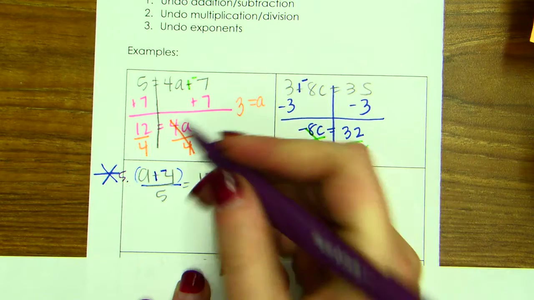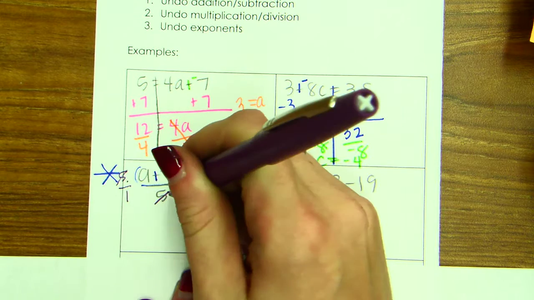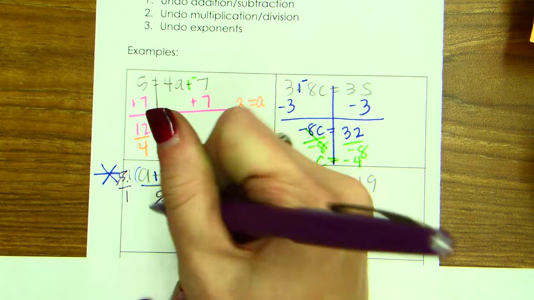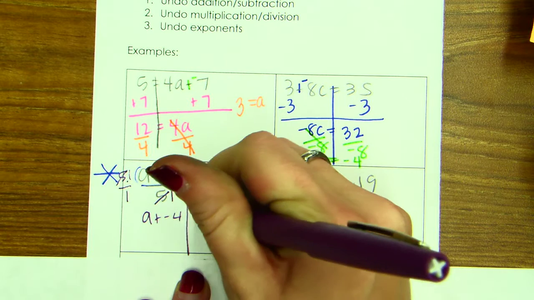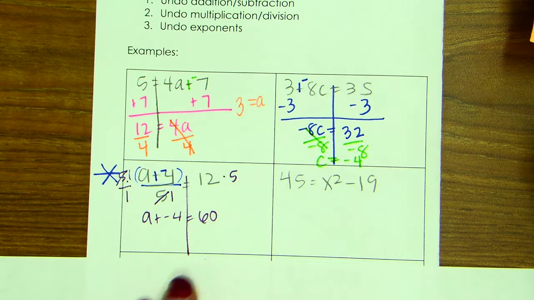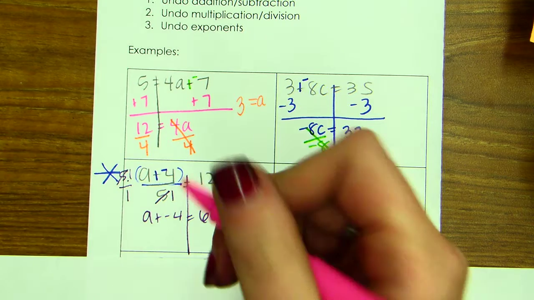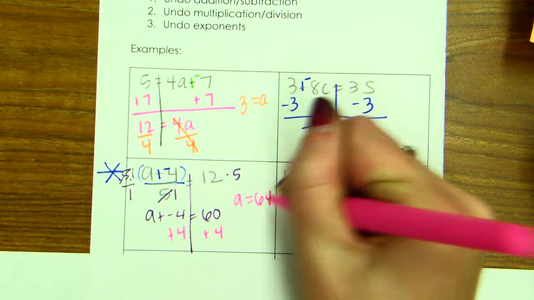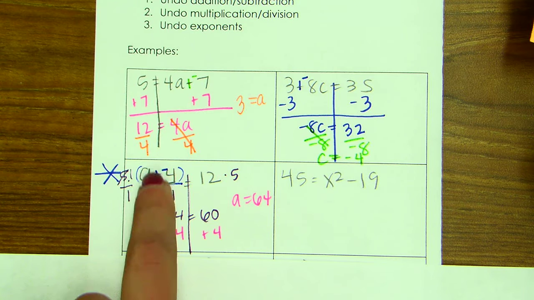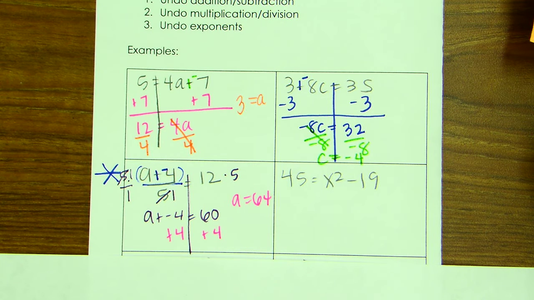I can change this into a fraction. And then these can cross cancel and become 1. So I have a plus negative 4 equals 12 times 5 is 60. Then I need to undo the addition. The opposite of adding a negative 4 would be adding a positive 4. So I get a equals 64. And if I check my work, 64 minus 4 is 60. 60 divided by 5 is 12. So we did that one correctly as well.